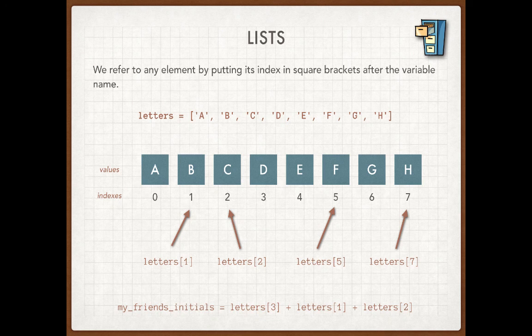I can also assign new values to those indexes, to those drawer elements, because I can put that on the left-hand side. So I could assign a new letter into the 3rd drawer, for example, if I wanted to. Right? That's totally fine.